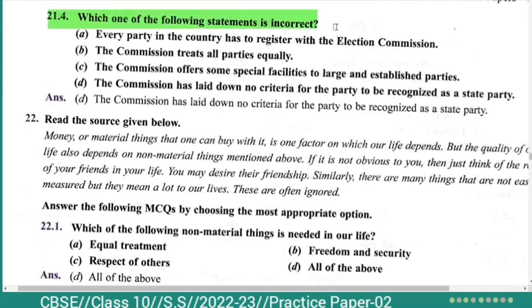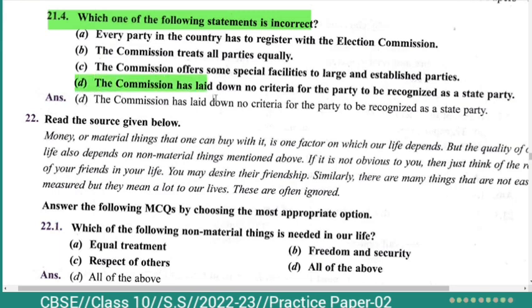Question number 21.4. Which one of the following statements is incorrect? Option A, every party in a country has to register with the Election Commission. This is correct. B, the Commission treats all parties equally. Correct. C, the Commission offers some special facilities to large and established parties. Correct. D, the Commission has laid down no criteria for the party to be recognized as a state party. This is wrong. So, option D is the correct answer here.